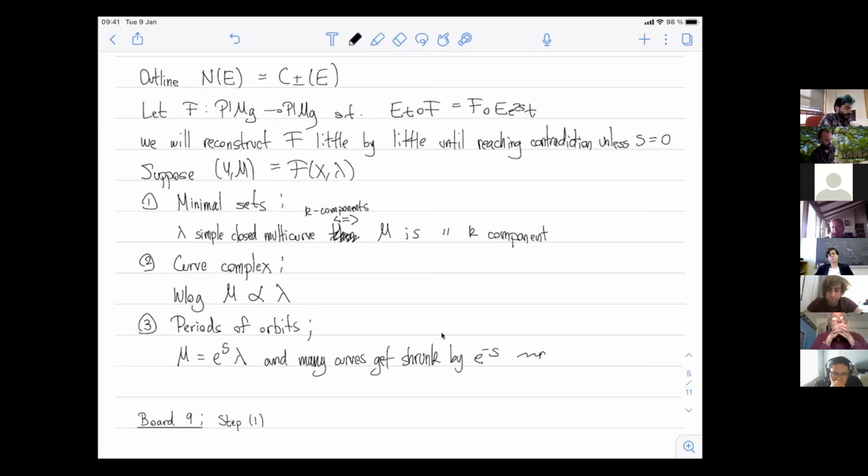And this should already be a red light in your head, because this is what's going to lead to a contradiction. In a hyperbolic surface, you cannot have many geodesics that are short. So in some sense, if my map is forced to shrink geodesics, the map cannot exist. So that's what's going to happen. This conjugacy is going to be forced to shrink so many geodesics that in the end, it's not going to be possible that it exists. That's sort of the main idea.